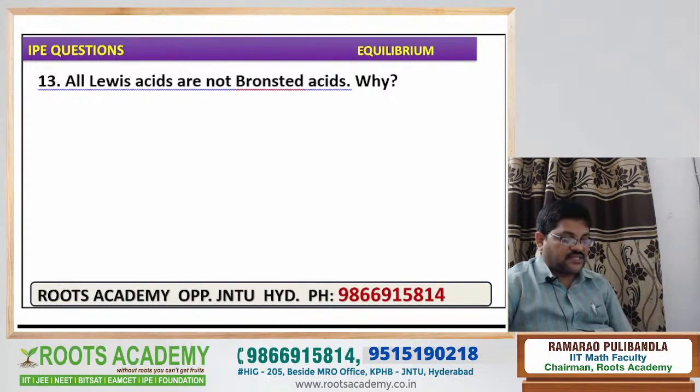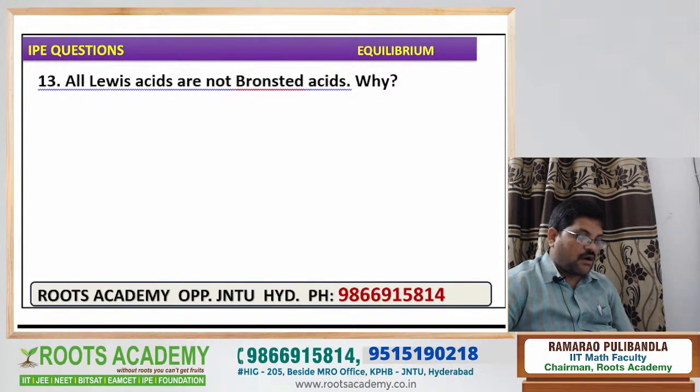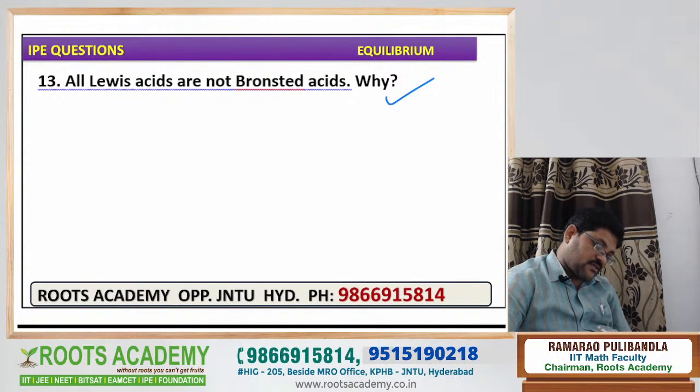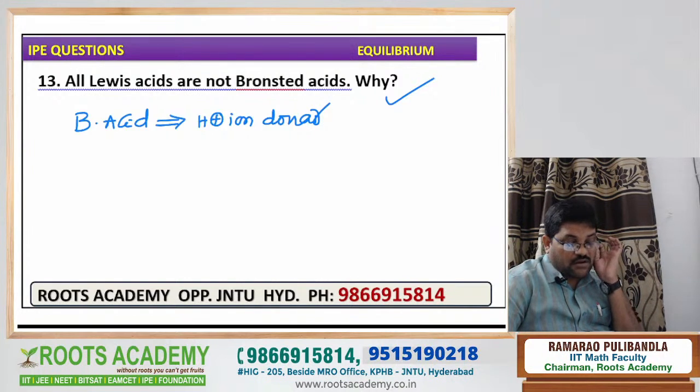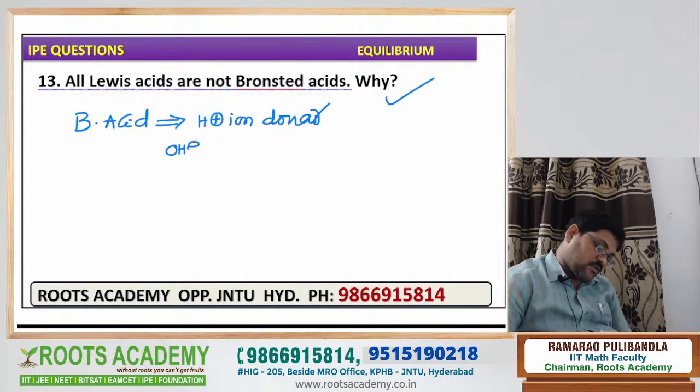Understood? Yeah. And see the next question. All Lewis acids are not Bronsted acids. Yes, this statement is also correct. Why is it correct? Because see, what is a Bronsted acid? A Bronsted acid means H plus ion donor. H plus ion donor is called Bronsted acid. Clear now? Now take the example of OH minus.